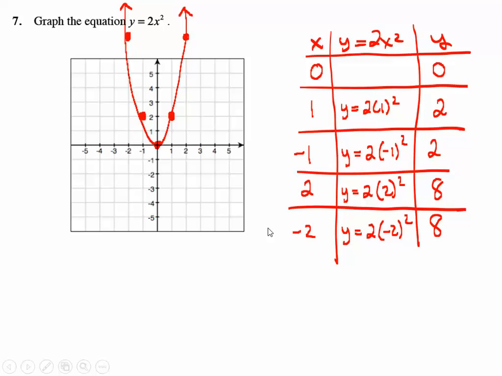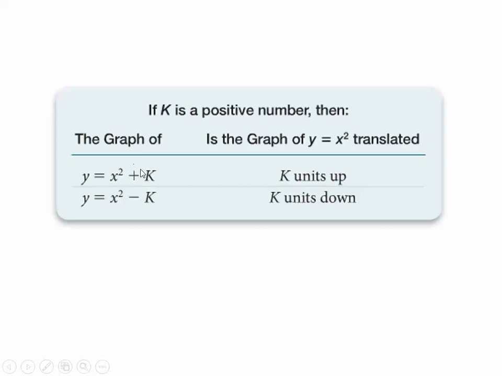We want to know this whole concept of moving up and down. So this is in your textbook here. If k is a positive number, then for x squared, which is what we just did, 2x squared, if you add k, it's just going to move this whole entire graph up k units. If it's a minus k, that just means it's going to move the whole entire graph down so many units. So again, just getting a little bit more sophisticated here.